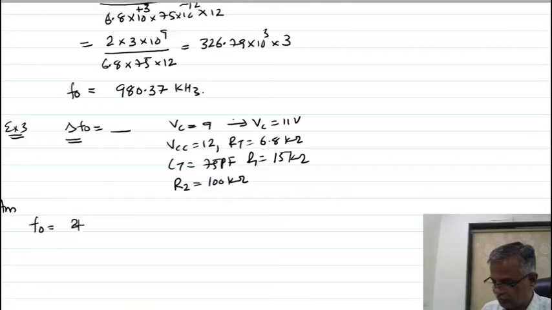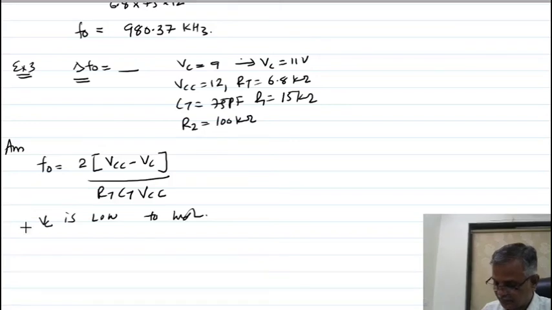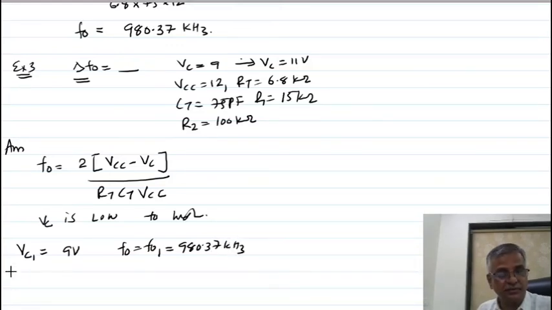FO is equal to 2 into VCC minus VC upon RT CT VCC. So as VC is low, FO is high. So I can write VC1 is 9 volt, FO1 is nothing but 980.37 kilohertz. Already we did the calculation in a previous problem.